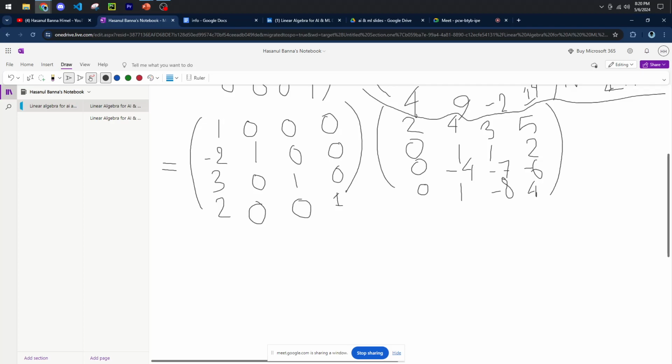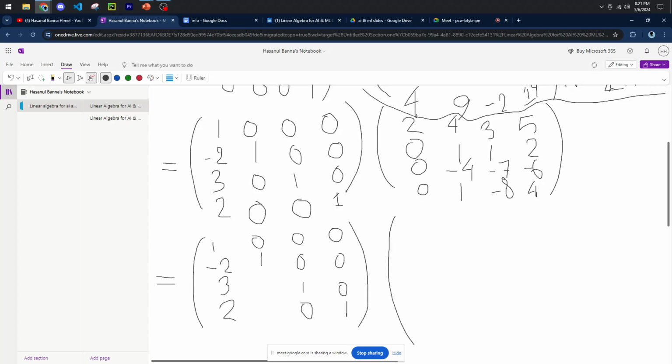Now let's move on to our second row. Now in this part, our pivot will be 1. For this, let's first write our given components: 1 -2 3 2. Now we are doing it for the second column. The third column will be 0 0 1 0, and the fourth column will be 0 0 0 1.